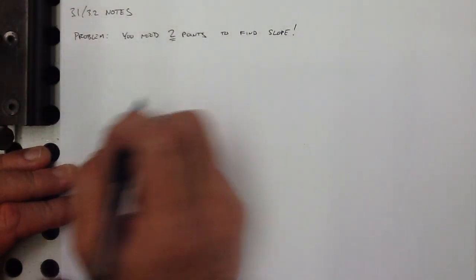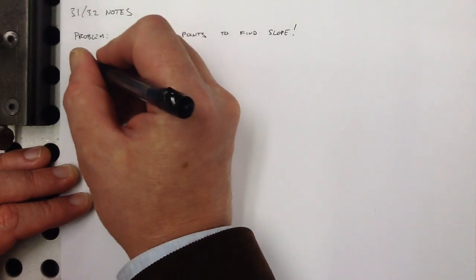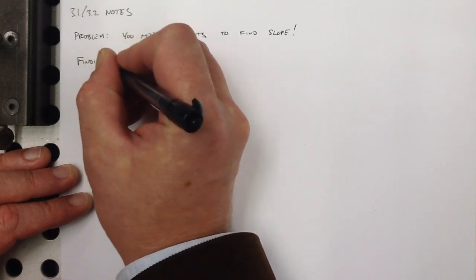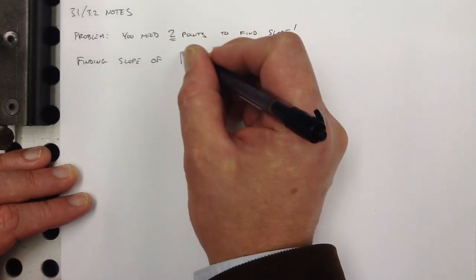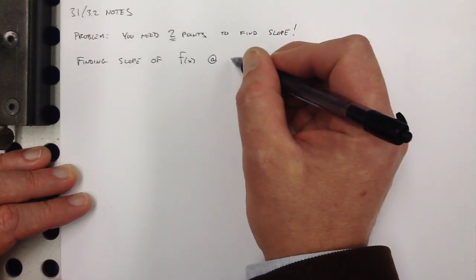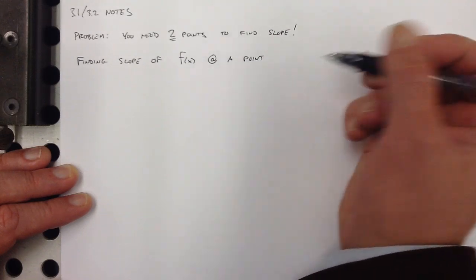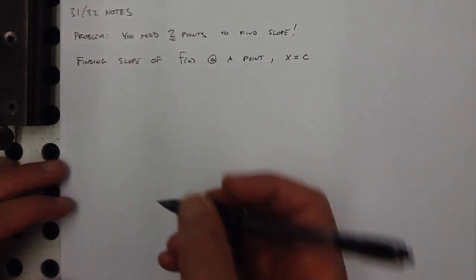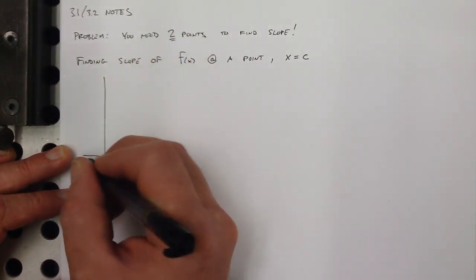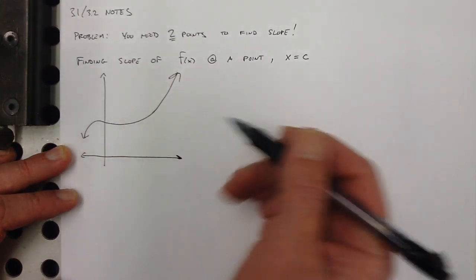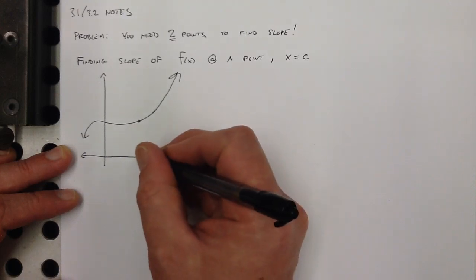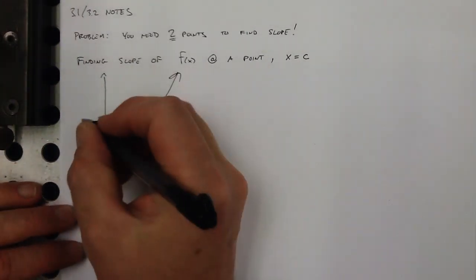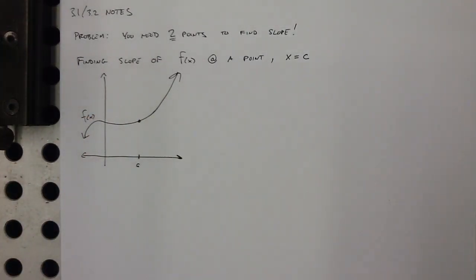So here's what we're going to do. There's two ways we're going to do this. The first one is finding the slope of some curve, f of x, at a point, and we'll say that point is at some x value that we'll call c, just some constant. So in other words, I've got a function, who knows exactly what it looks like, something like this, and I want to find the slope of it at some particular point. Let's call that point c, where x equals c, right? And this function here is my f function, f of x.